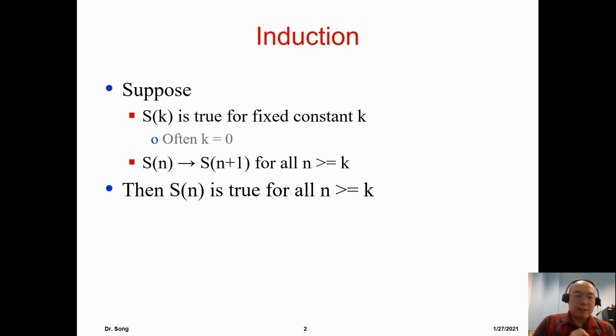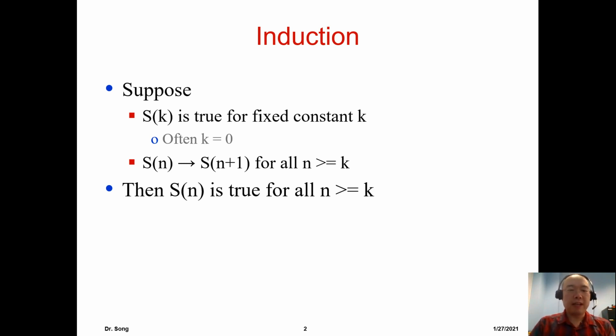Let's suppose that we have S_k, and S_k is true for a fixed constant k. Let's say we start from 0. So the first step is we want to prove that S_k is true when k equals 0. This is the basis, the first step. We usually start from 0, but sometimes we may start from a different point. So, the first step, the basis: we show S_k is true when k is 0.